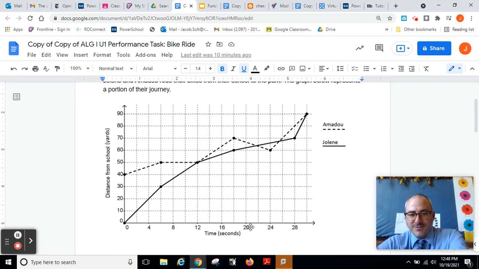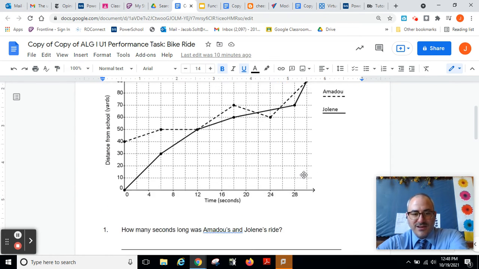Remember what I said, right? Between 20 to 24, the number between 20 and 24 would be 22. So each one of these would be 2. So 2 more than 28. That's right there. All right.